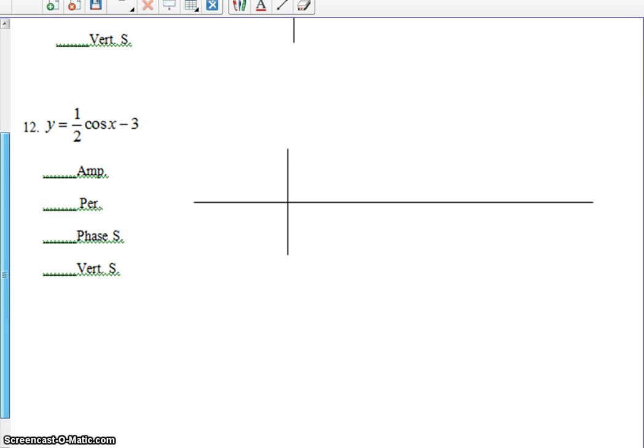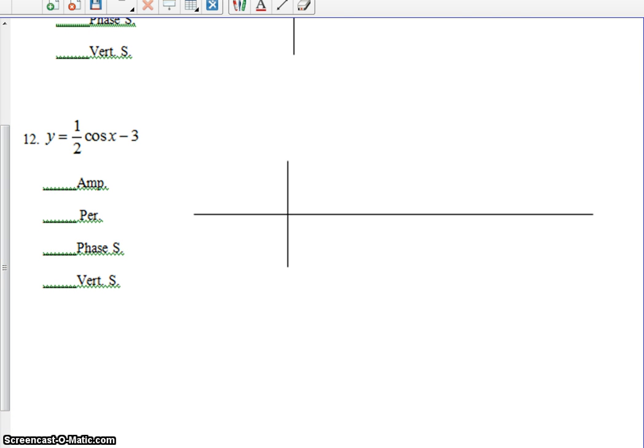The next thing I recognize is right away I can look at it and say, oh, I know the amplitude is 1/2 and that the vertical shift is 3. You should be able to tell that just by looking at it. You can see the vertical shift here at the end and the amplitude is the coefficient. I can also see here that there is no phase shift. So we don't have a phase shift. I don't have parentheses. You need parentheses for a phase shift.